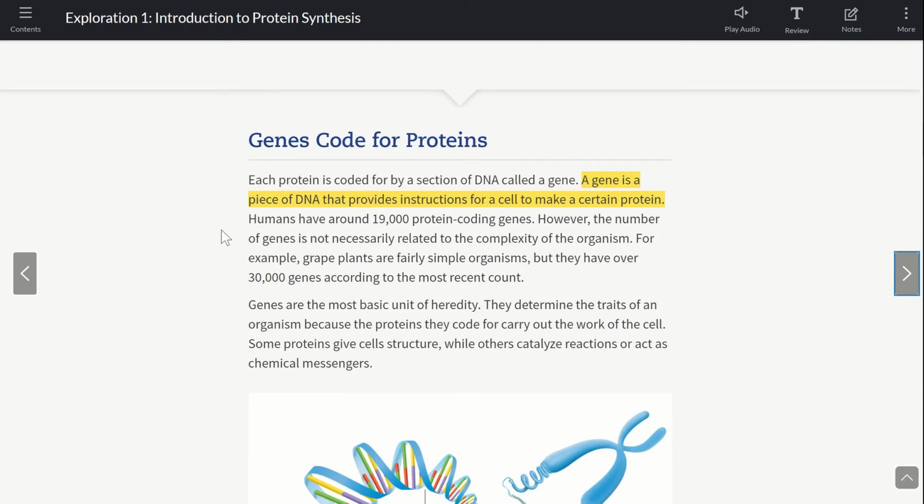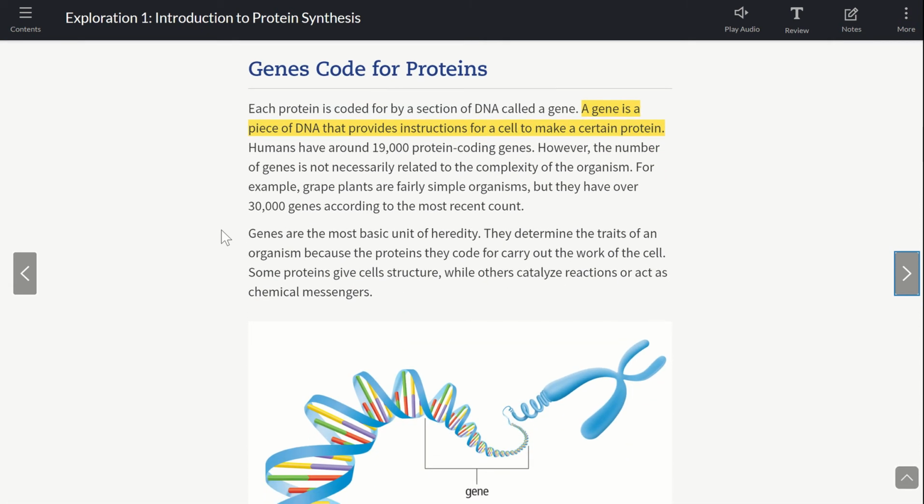So I want to look at a couple key terms that you're going to want to be familiar with. We've used this word gene before, but again, a gene is a specific piece of DNA that provides instructions for how to make a specific protein. Your textbook says that humans have about 19,000 protein coding genes. Another way to think about that is like 19,000 different recipes for specific meals that your body can create. When your body needs something, it makes a protein. And so there are approximately 19,000 different proteins that your body needs to be able to make. And so you have that many different genes.